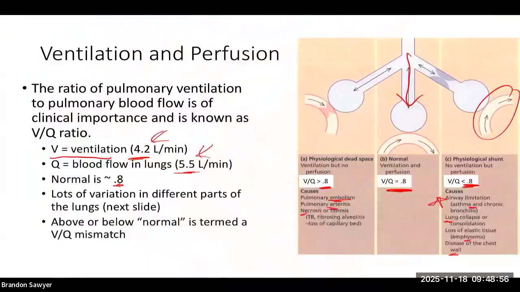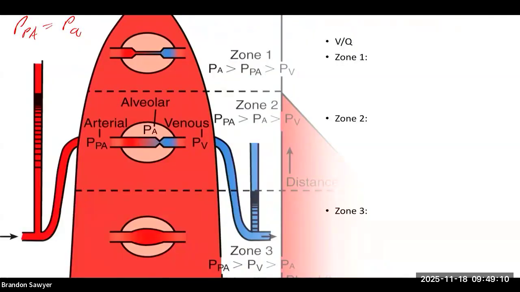Greater. So yeah, that would be like which one here? Like A, right? In this one, where we have plenty of ventilation, right? We got plenty of air coming through, but not enough blood flow, right? So on this one we would say the V is way greater than the Q, right? We would say this V to Q ratio is not equals, but greater than 0.8.